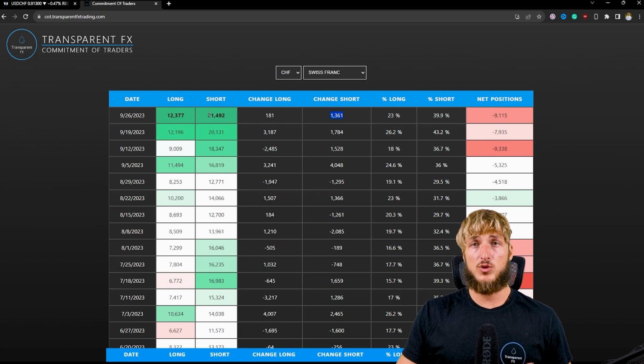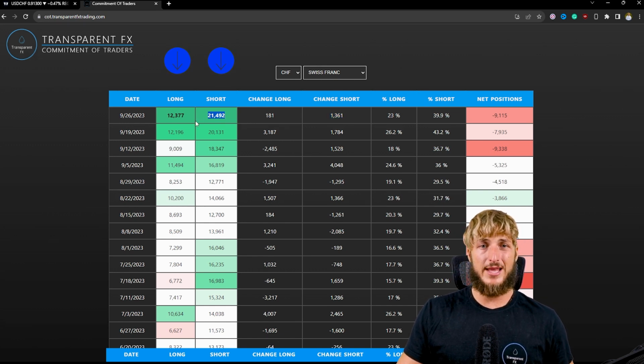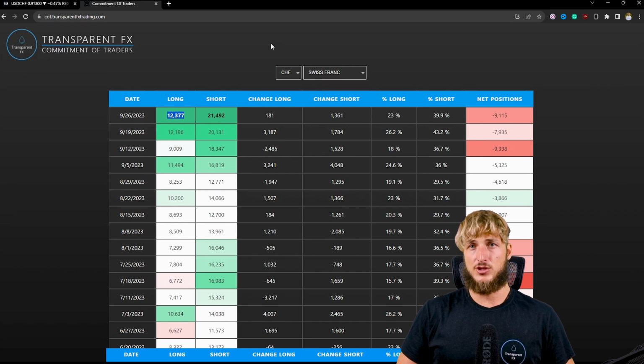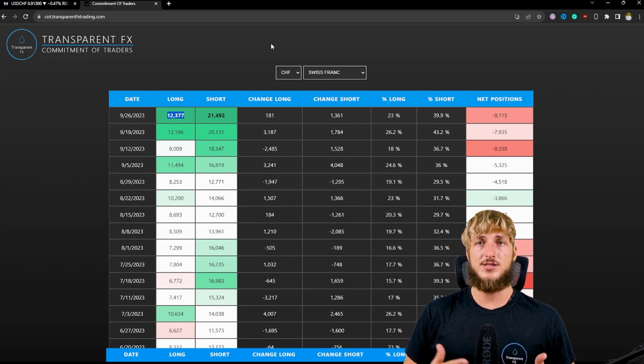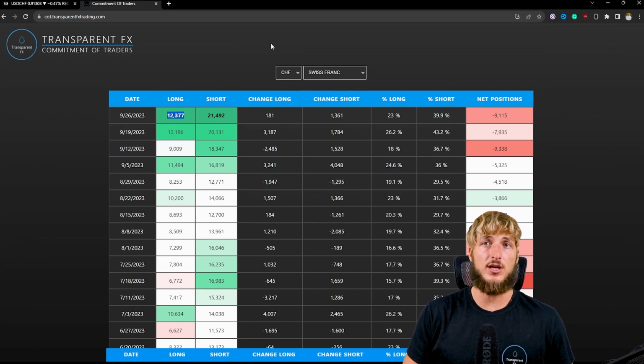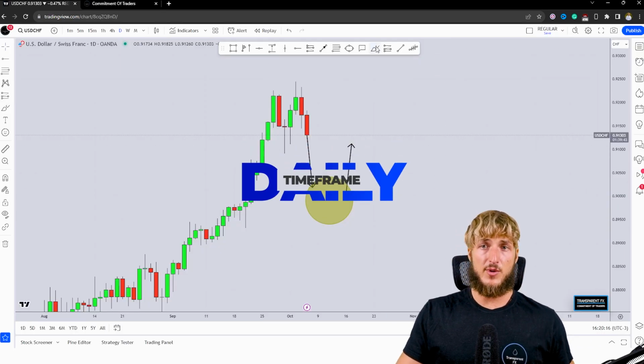And at the moment, we almost have double the amount of shorts compared to longs, with 21,000 shorts compared to only 12,000 longs. So institutions are shorting the CHF. Now, keep in mind that all currencies on the spot are traded against the USD. So institutions shorting the CHF essentially means they're shorting CHF USD, which means that they are longing USD CHF.